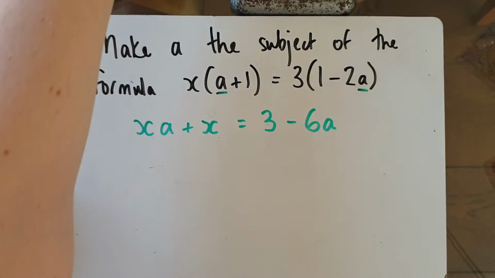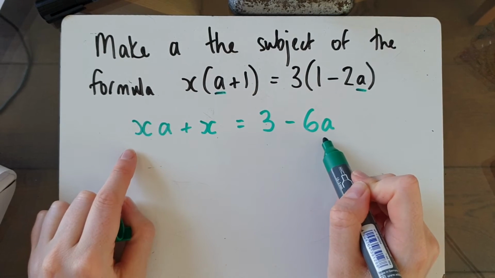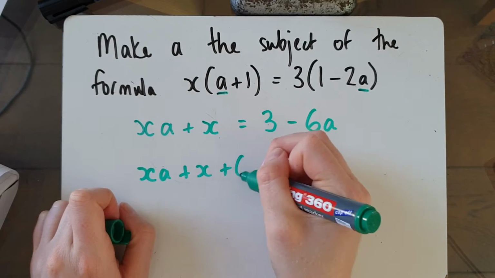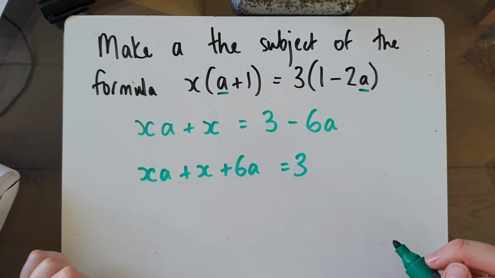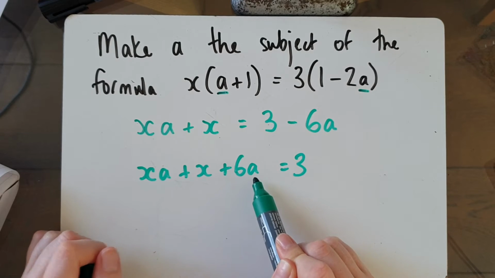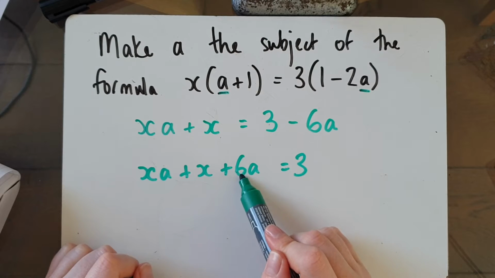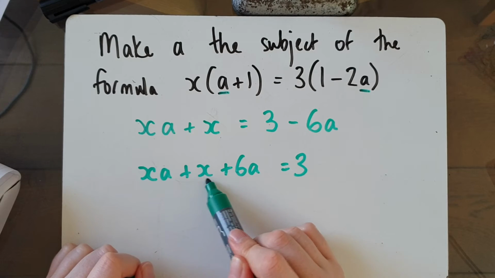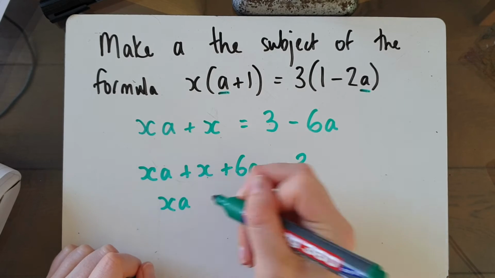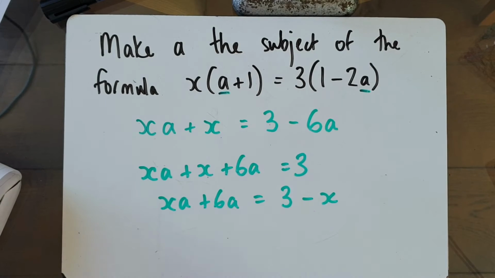What we're going to do instead is get everything with A onto one side. So I'm going to add 6A to both sides so that I get XA plus X plus 6A equals 3. And then I want to get rid of anything on this side that doesn't have an A in it. I can't get rid of this X at the moment because it's multiplying A. I can't get rid of this 6 at the moment because it's multiplying A. But I can subtract X from both sides to get rid of this. So we've got XA plus 6A equals 3 minus X.